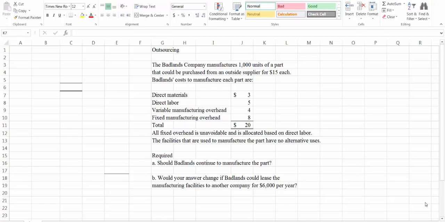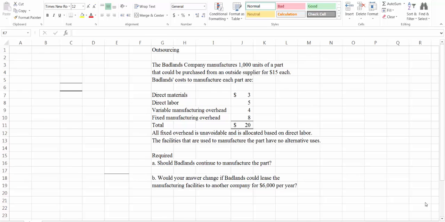Okay, so we're required to decide should Badlands continue to manufacture the part. And then in part B, we'll decide would your answer change if Badlands could lease the manufacturing facilities to another company for $6,000 per year.